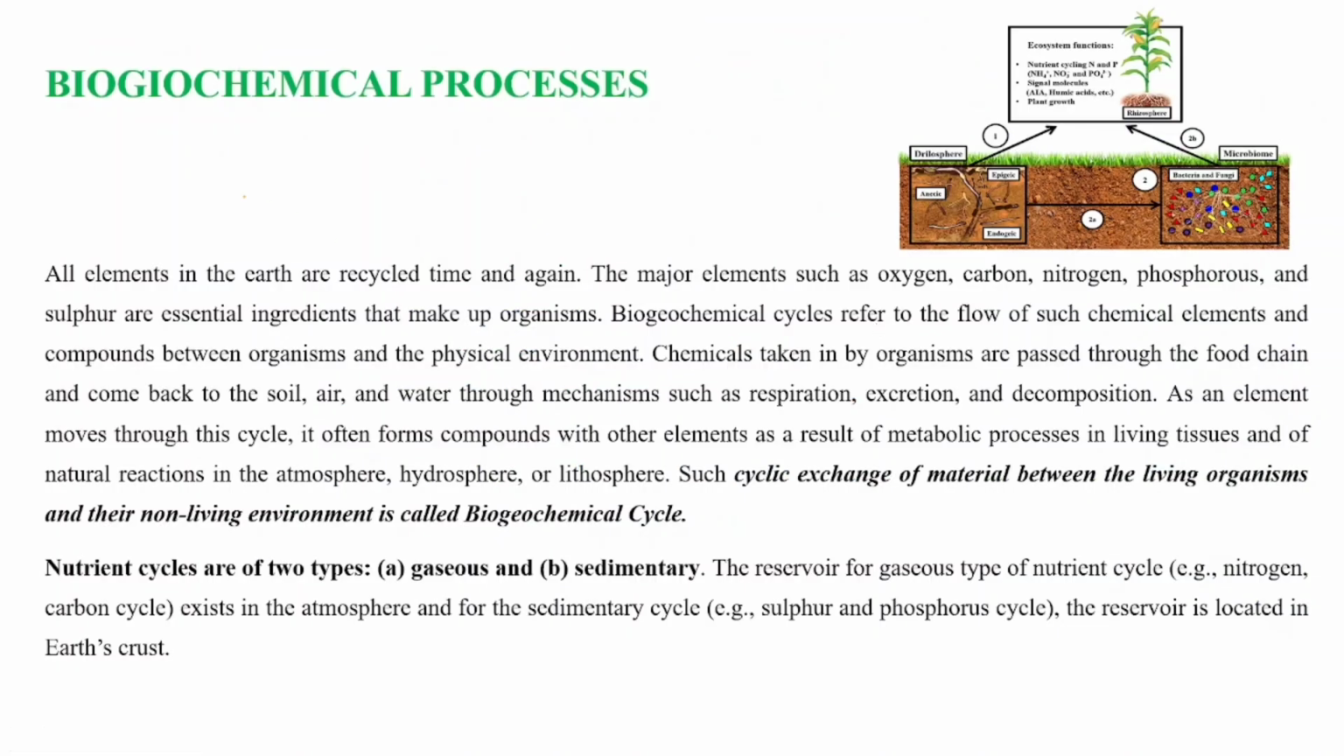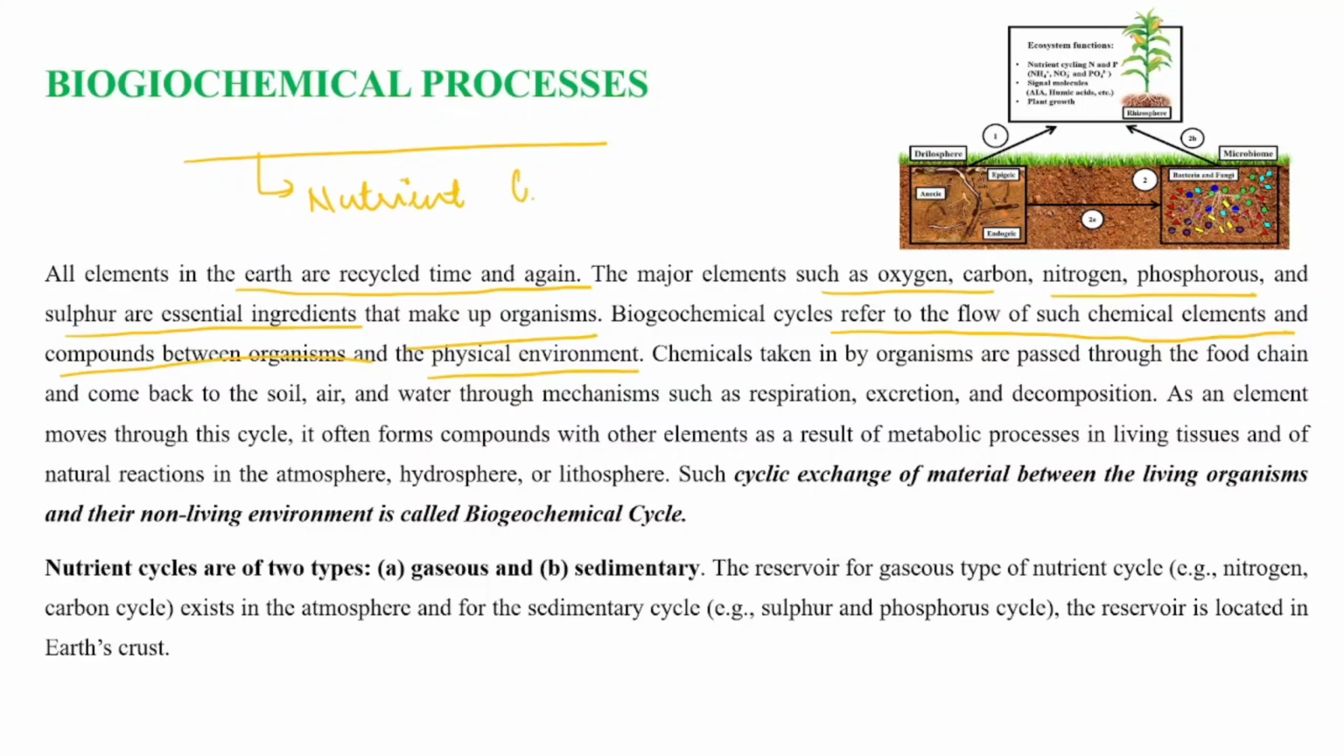Clear? Next, coming to biogeochemical processes. All elements on the earth are recycled again and again. The major elements such as oxygen, carbon, nitrogen, phosphorus, and sulfur are essential ingredients that make up organisms. The biogeochemical cycle refers to the flow of such chemical elements and compounds between organisms and the physical environment. So what is a biogeochemical process? We can also call it nutrient cycling, or cyclic exchange of nutrients between living and non-living environment.